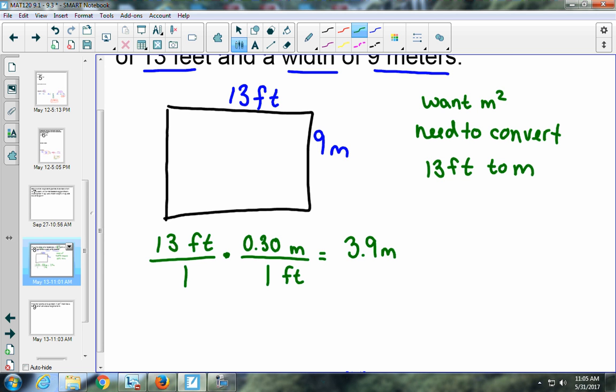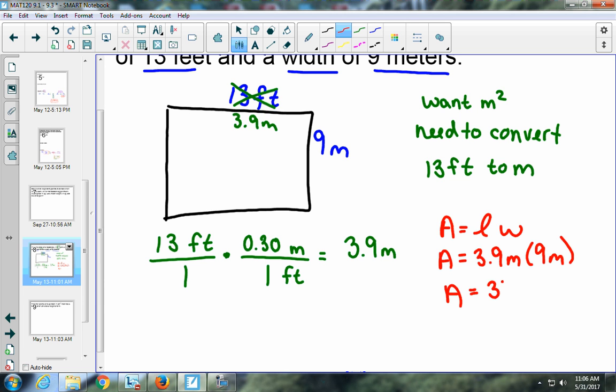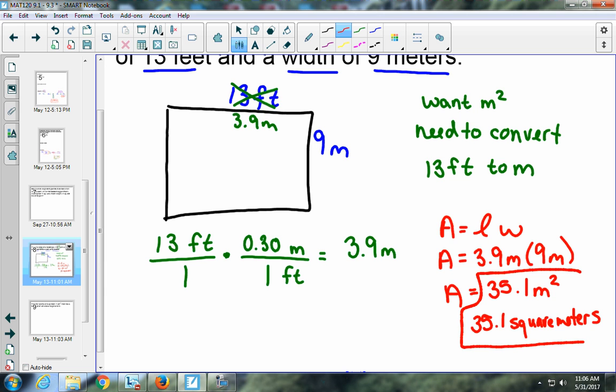So that is not our final answer. What it tells us is that instead of 13 feet, we can use 3.9 meters for that length. Now we can find what they actually asked us. They asked us for that area. And remember that formula, the area of a rectangle is length times width. So we'll have 3.9 meters times 9 meters from that original problem. And when we multiply them out, we get 35.1 meters squared, or 35.1 square meters. You could write it either way. That is our last example for this section of notes.